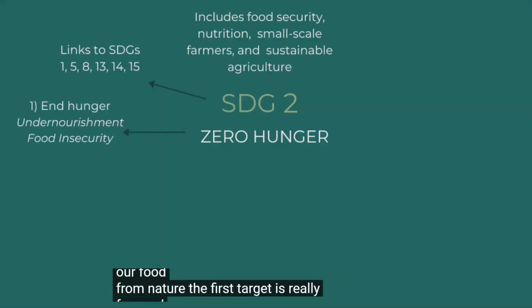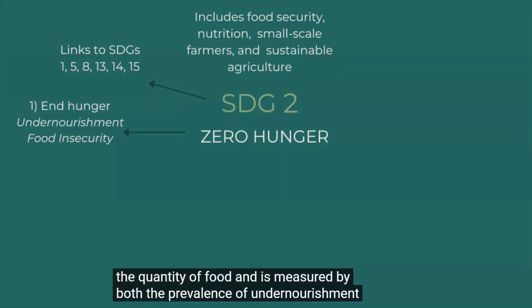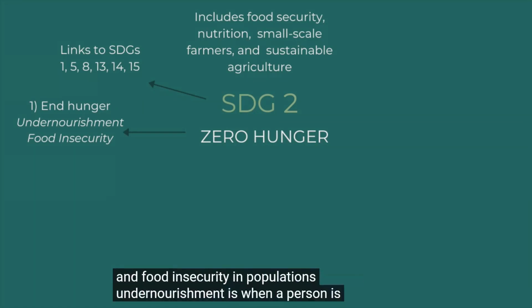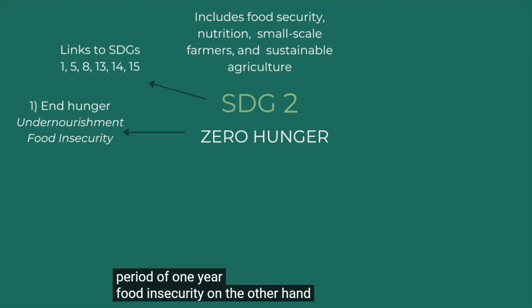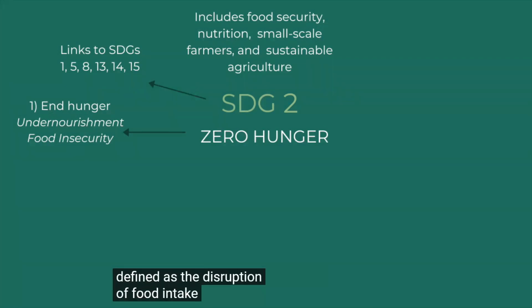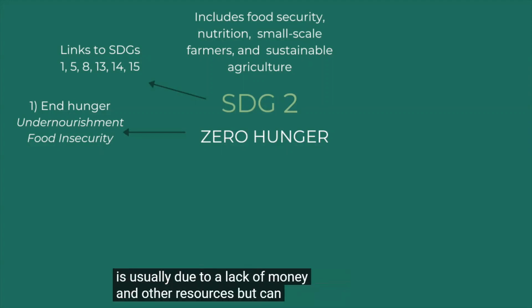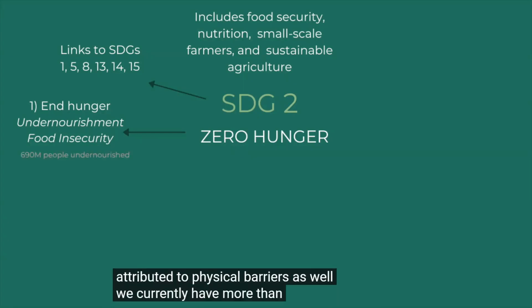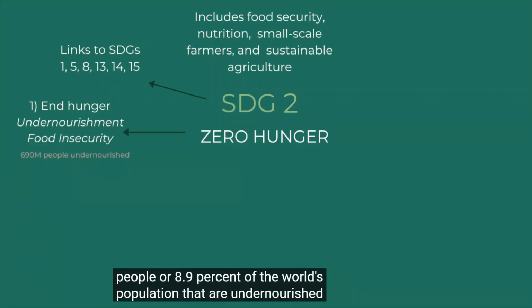The first target is really focused on the quantity of food and is measured by both the prevalence of undernourishment and food insecurity in populations. Undernourishment is when a person is not able to acquire enough food to meet daily minimum energy requirements over a period of 1 year. Food insecurity, on the other hand, is defined as the disruption of food intake or eating patterns, which is usually due to a lack of money and other resources, but can also be attributed to physical barriers as well. We currently have more than 690 million people, or 8.9% of the world's population, that are undernourished.